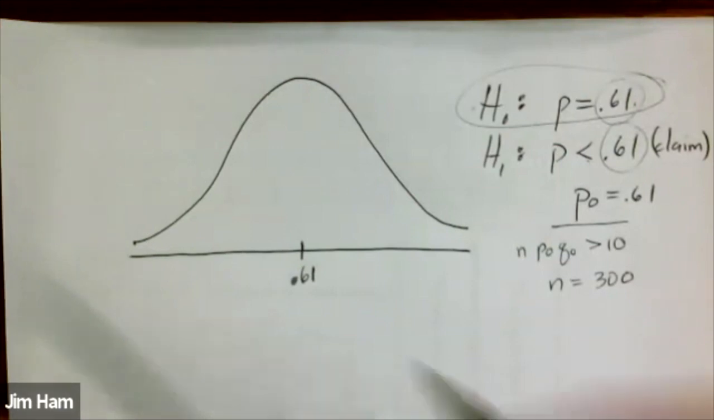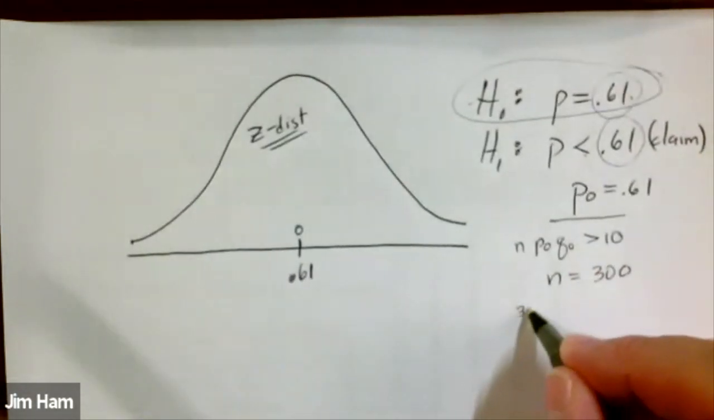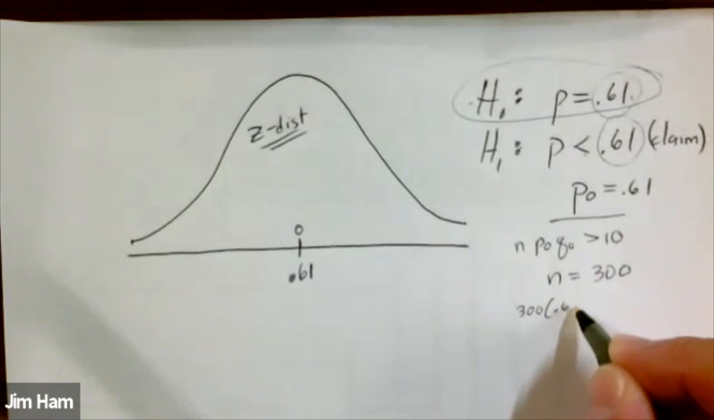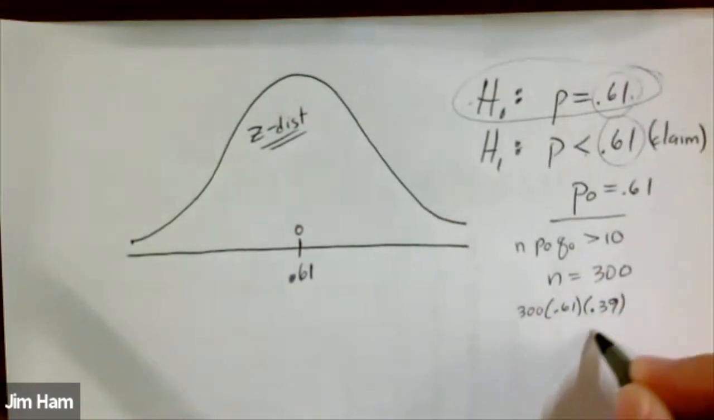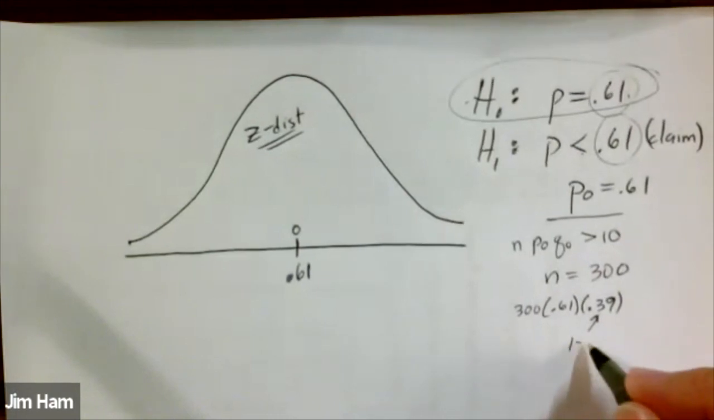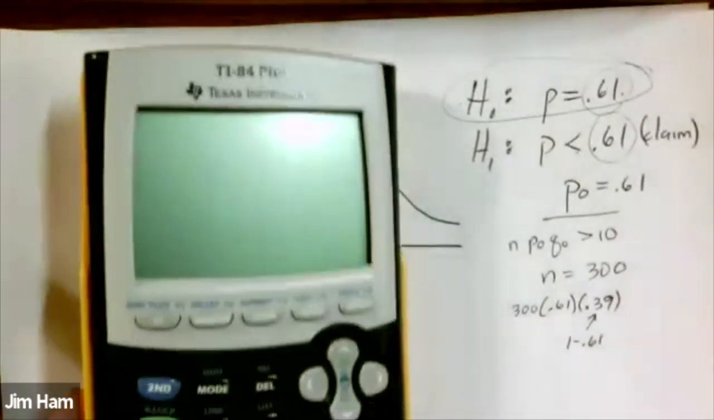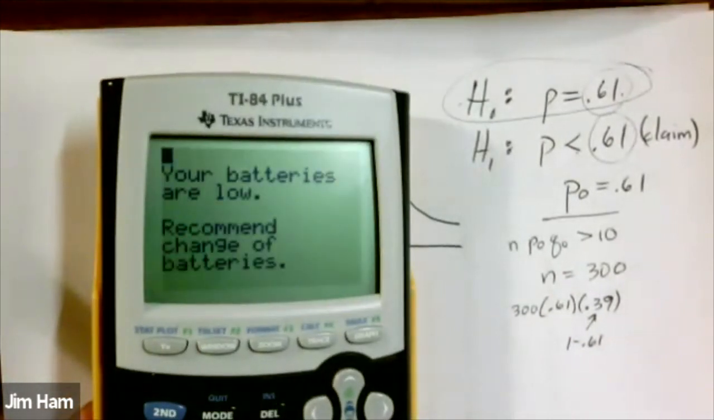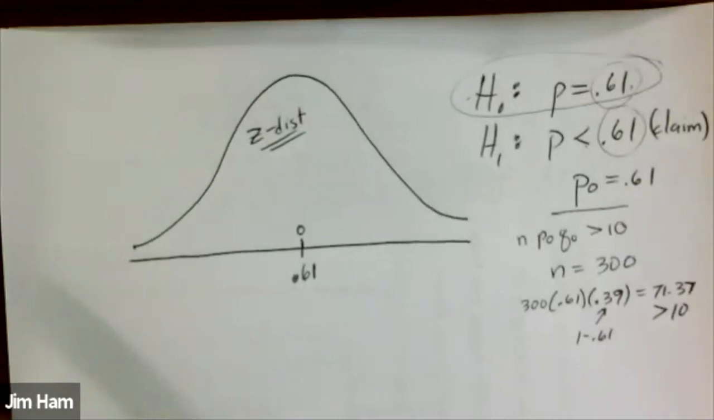Now on the Z distribution, that corresponds to a 0. You can see that we're in a Z distribution because if you take 300 times 0.61 times 0.39, and remember 0.39 is 1 minus 0.61, you get a product that's larger than 10. You can confirm that pretty quickly. All right, so all that tells us is that we have a normal sampling distribution.